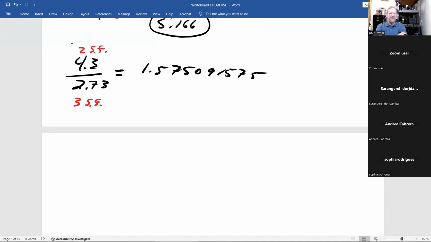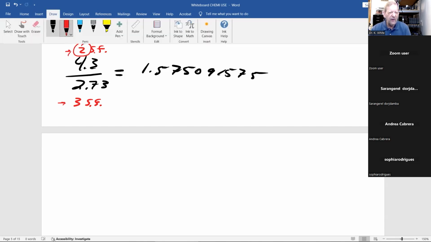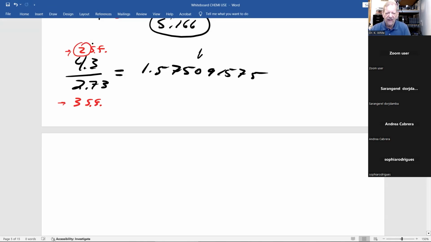When you multiply and divide, you get the same number of significant figures in your answer as the number that has the fewest significant figures. So, which is smaller, 3 or 2? And time's up. Hopefully you've picked 2. So what do we do? We now have to round this off to 2 significant figures.